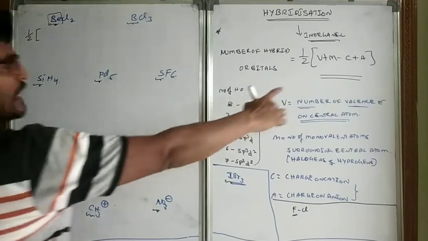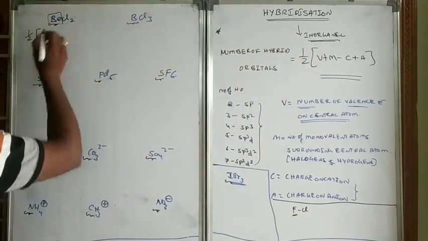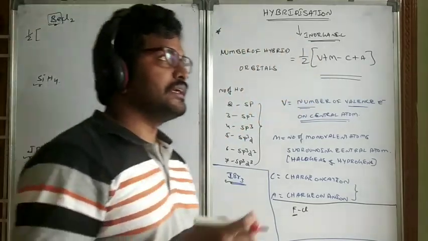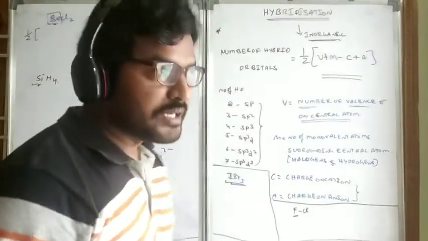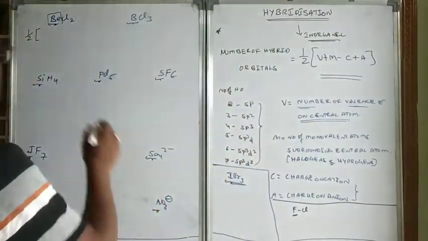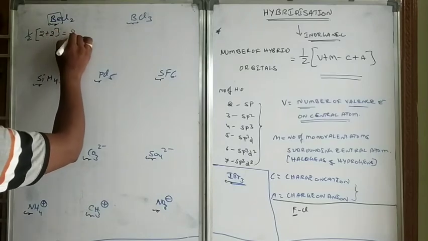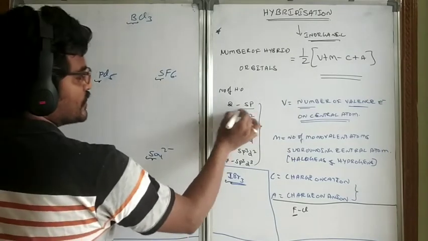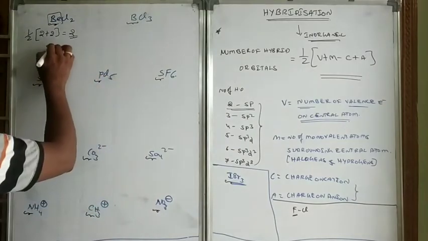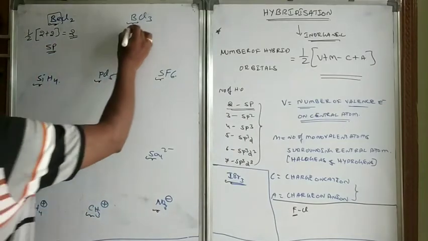BeCl2. The formula is half into valence electrons. Hydrogen, helium, lithium, beryllium. In beryllium, the valence electrons are 2 itself. So 2 plus 2 by 2, that means 2. 2 is there, so the hybridization will be sp hybridization.